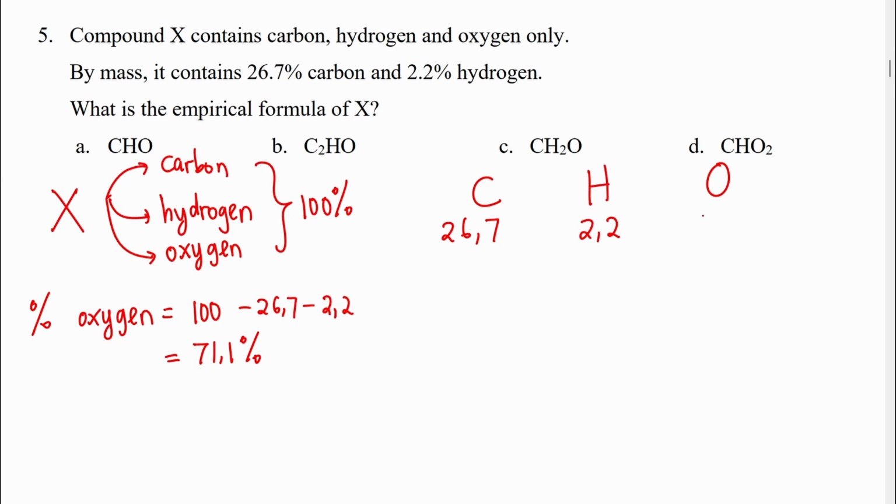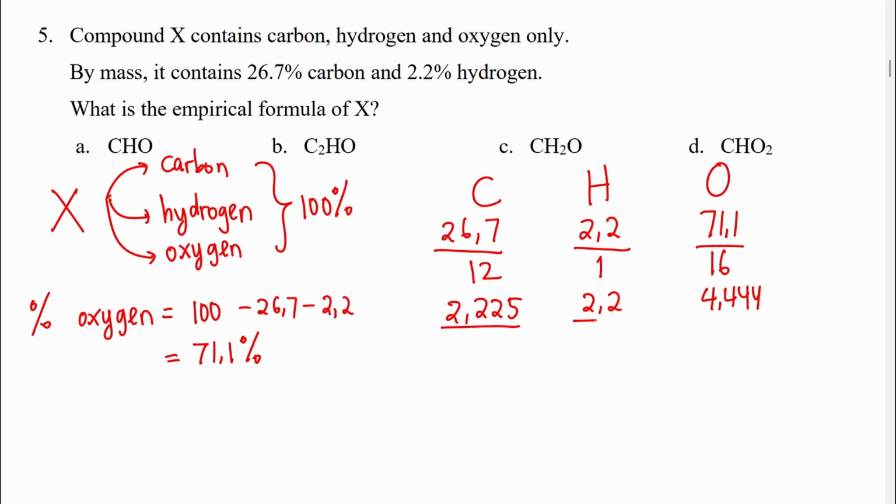Next, we put the percentage of oxygen in here and divide by their own relative atomic mass. Carbon is 12, hydrogen is 1, and oxygen is 16. So the result of this division is 2.225, and this one is 2.2. 71.1 divided by 16 is 4.444. And divide them by the smallest number.